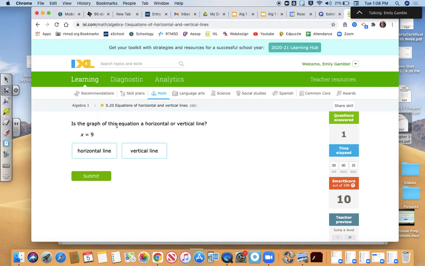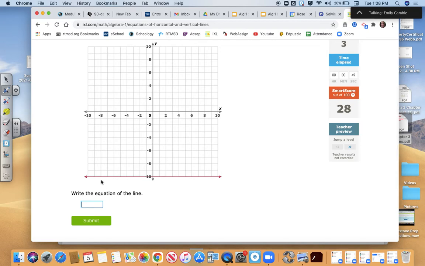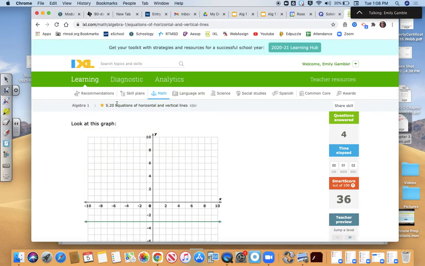This says, is the graph of this equation a horizontal or vertical line? Anything that starts with x is a vertical line. Okay, this is going to be the same thing, vertical line. But I just want to show you a horizontal line just so we can be sure. Here's a horizontal line. A horizontal line, it goes like this from left to right, and it's at -10 on the y-axis. Horizontal lines start with y equals, so this would be y equals -10. Okay, so that's a pretty easy one.